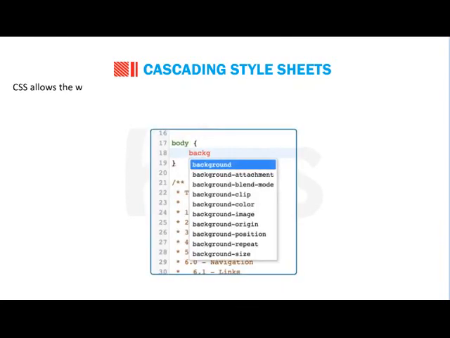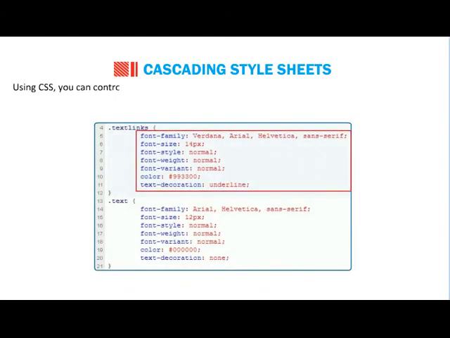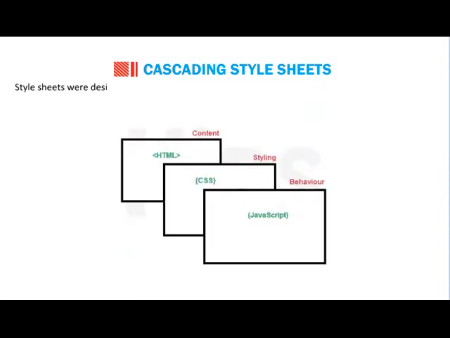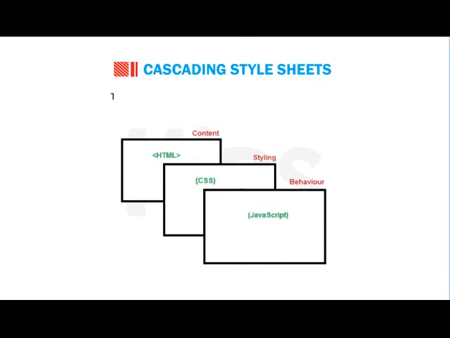CSS allows the web designers to specify the web page formatting options through a style sheet while keeping HTML markup considerably simple. Using CSS, you can control the color of the text, the style of fonts, the spacing between paragraphs, size and layout of columns, background images and colors, as well as a variety of other effects. Style sheets were designed to separate the content of a document from its presentation so that the appearance of the text can be changed whenever required without affecting its substance. This makes these sheets easy to maintain and update.